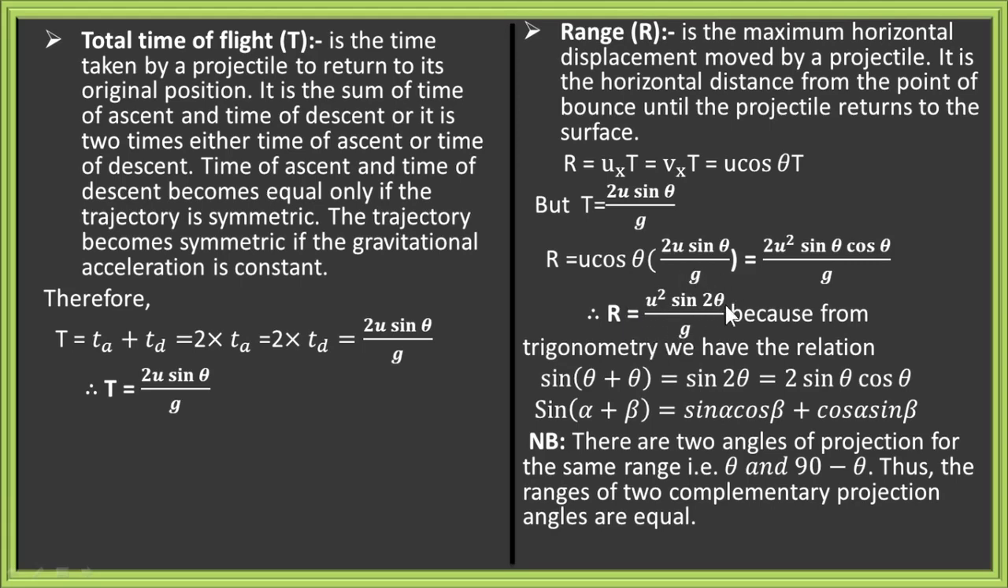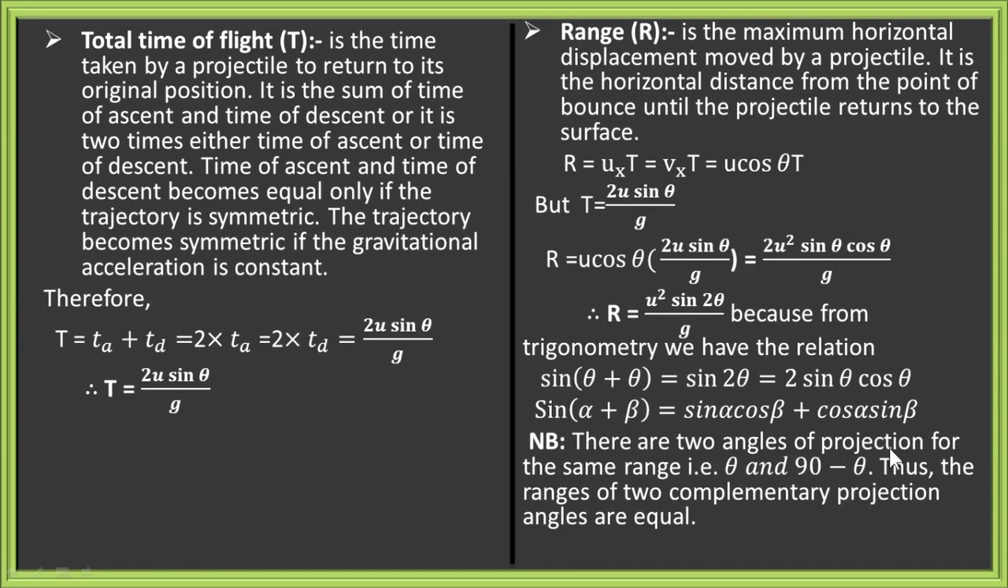Do you know why? Because from trigonometry we have the relation: sin of theta plus theta, or 2 theta. If sin of alpha plus beta is added, it is sin alpha times cos beta plus cos alpha times sin beta. So sin 2 theta means 2 times sin theta cos theta. We can substitute 2 times sin theta cos theta by sin 2 theta. Therefore, u squared times sin 2 theta over g.